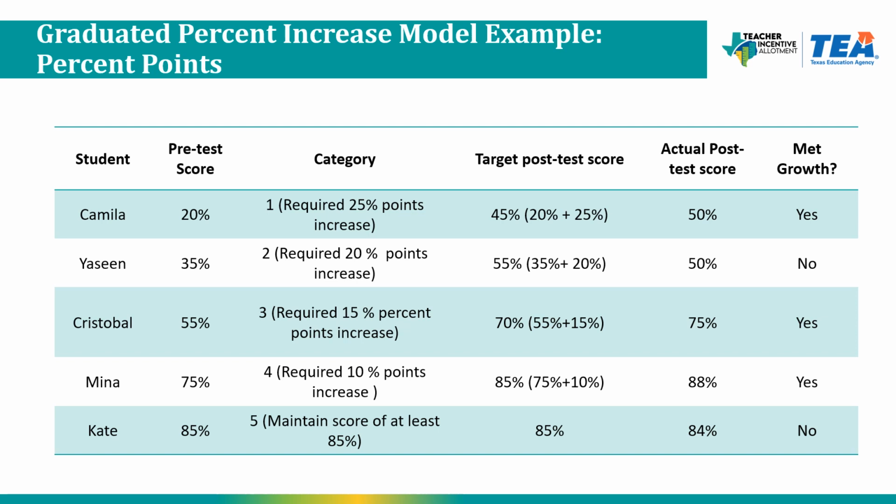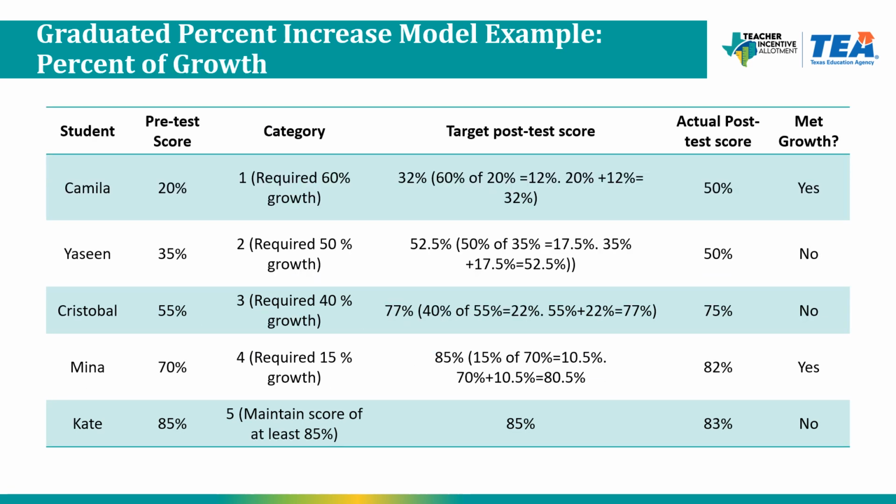Looking at Kate in category 5, she scored an 85% on the pretest, and she needed to maintain that score on the post-test to meet her expected growth. She scored an 84% on the assessment, thereby not meeting her expected growth target. Pause the video at this time and review the table. Once reviewed, press play to resume video.